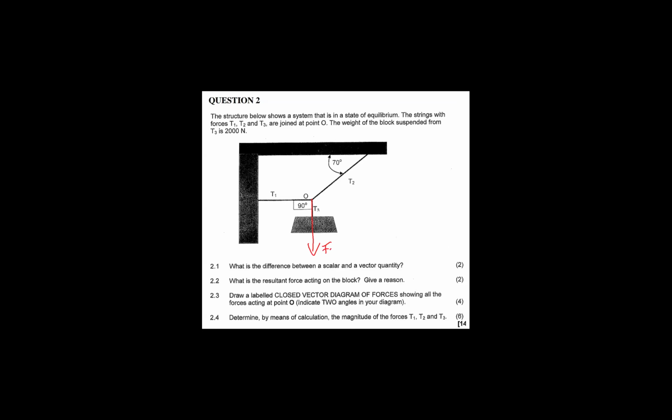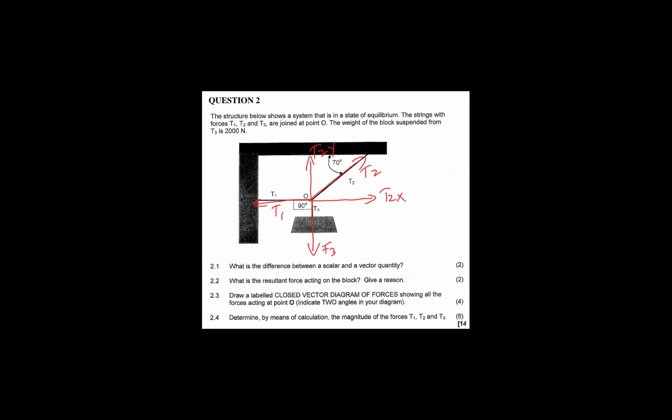Then we have this one, which is our T2. We have this one, which is our T1. So you can do this. I want to show you something. You can extend this one. This is T2x, the component of T2 parallel to the surface. So this one is called T2y. Is that clear? Yes, sir.